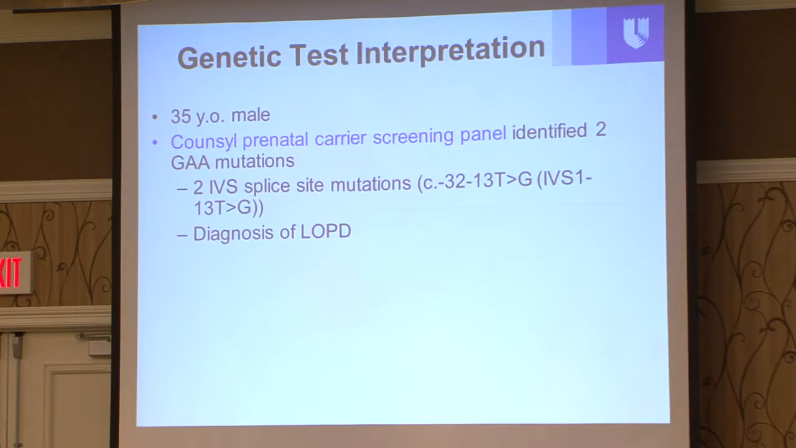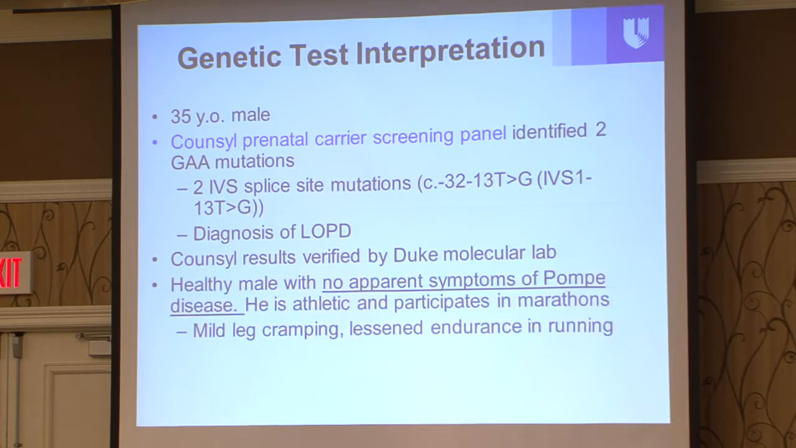For the Council testing, the one gene mutation that they look for is the IVS splice site, the late onset mutation in the US. So this patient was diagnosed with late onset Pompe disease by having 2 copies of the IVS splice site. So he was told he had late onset Pompe. We did verify those results in our lab by sequencing the entire gene just to make sure that we didn't see any other gene changes, and we did find those 2 same genetic changes.